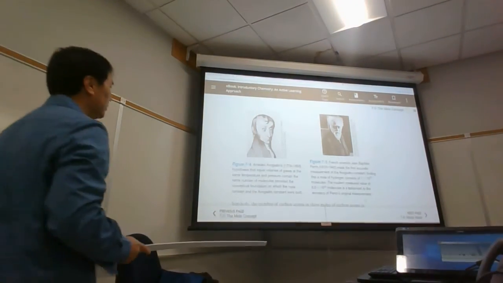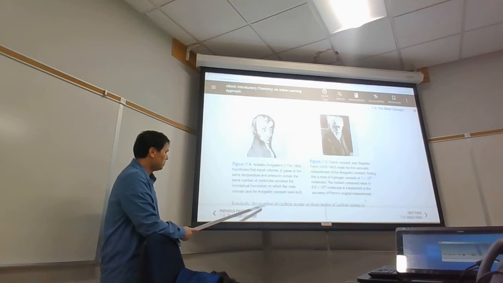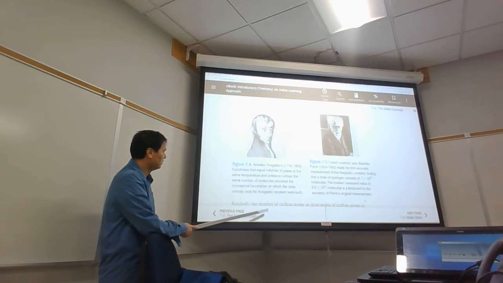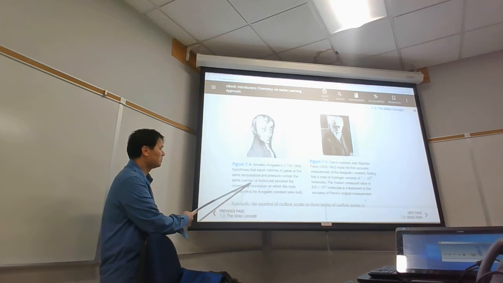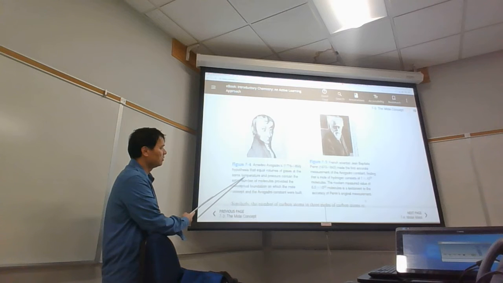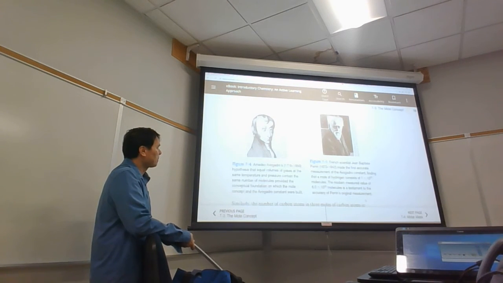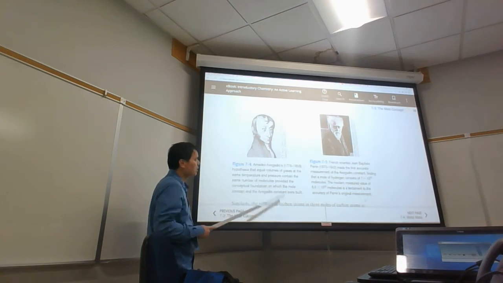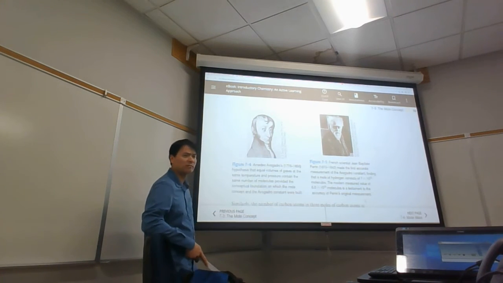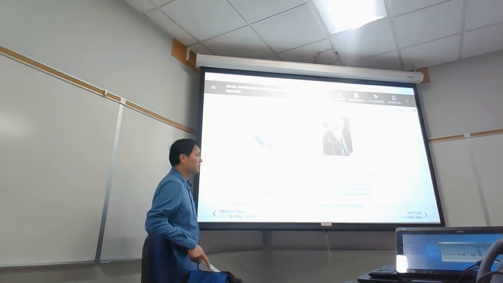All right, here's Avogadro. So what's Avogadro's number? 6.022 times 10 to the 23rd. And this is a number you'll need to memorize. Or where did Avogadro's number come from? It's from carbon-12. It's the number of carbon-12 atoms.